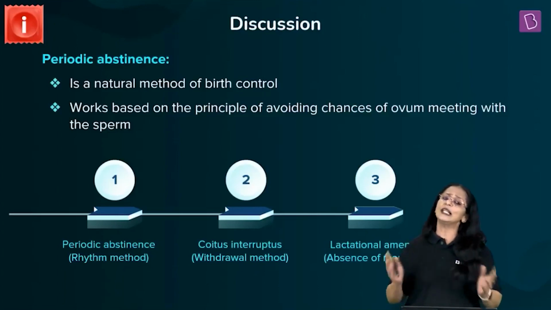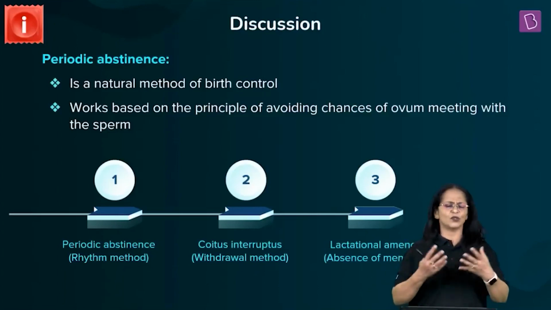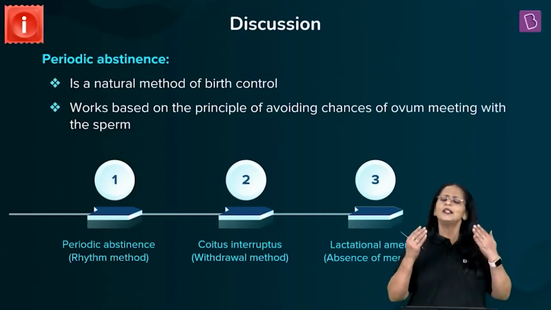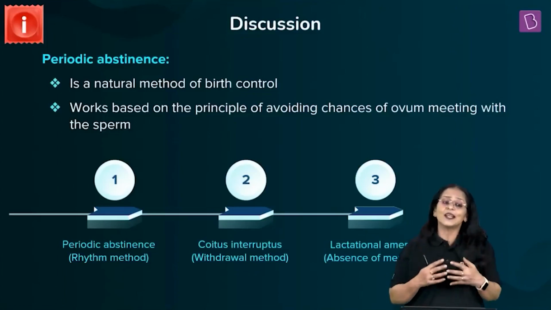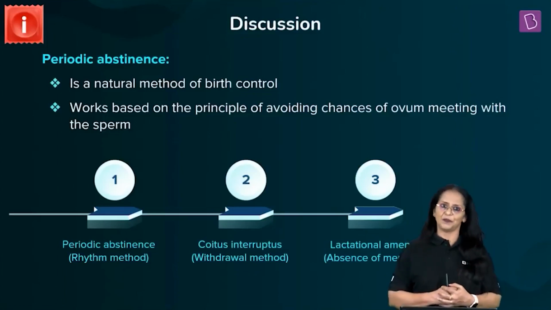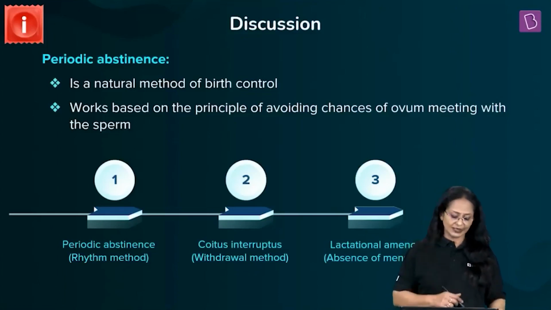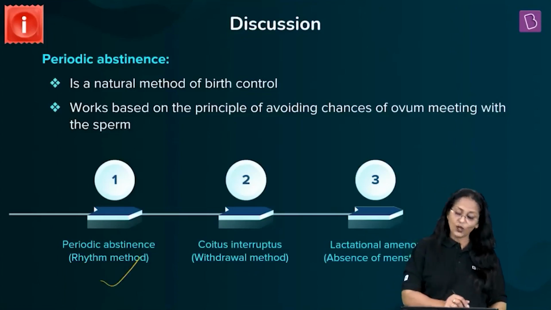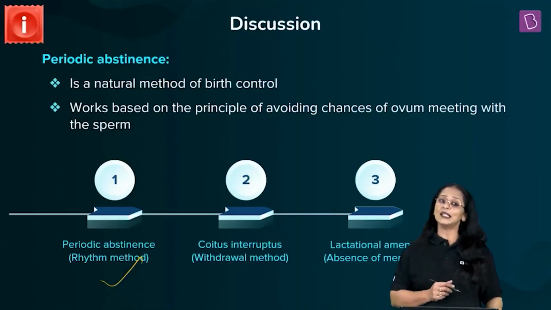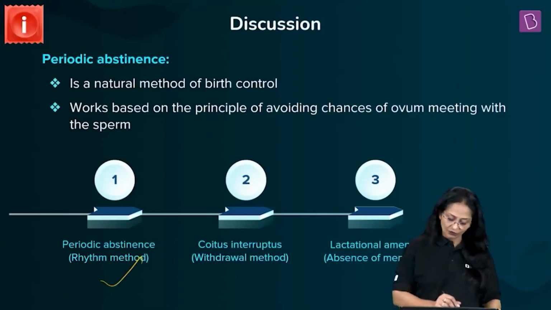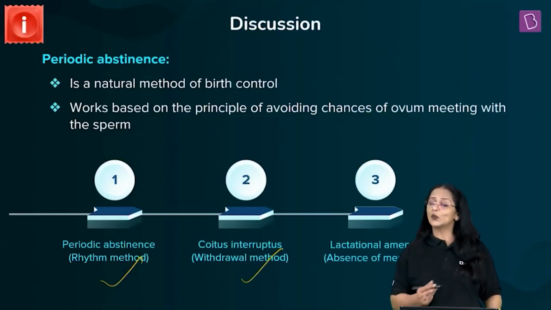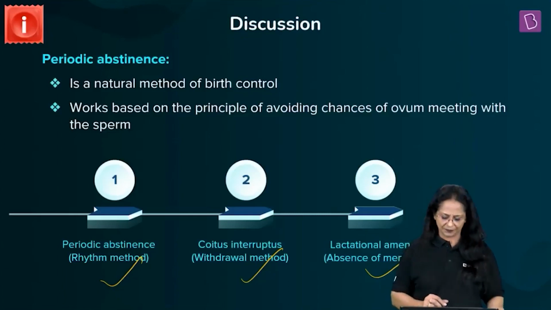But it does not use any external device or creams or any chemical. It depends on the natural cycles or the natural phenomena that happen in the body, right? Now, there are three different types under this. You have the periodic abstinence, also called the rhythm method. Then we have coitus interruptus, also called the withdrawal method. And then we have lactational amenorrhea, the absence of menstruation during the period of lactation after parturition. It lasts for about 6 months.